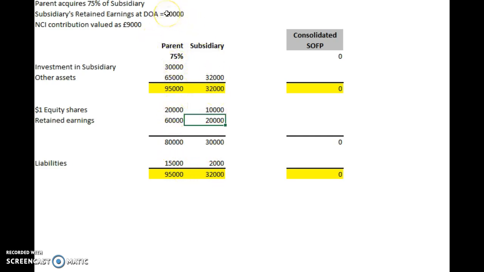than the acquisition date. And it tells us that the NCI contribution was valued as 9,000, and that's an estimate from the directors of the parent. So before we consolidate, we have a couple of workings to fulfill. And the first is working one, which we'll call Goodwill.